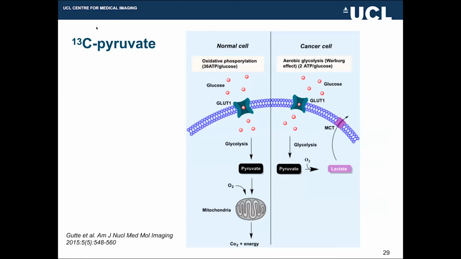And with cancers, I think one of the areas of interest is to image the Warburg effect. So there is an opportunity here to image that using carbon-13 labeled metabolites, in this case, pyruvate. And that's what hyperpolarized MR allows us to do.